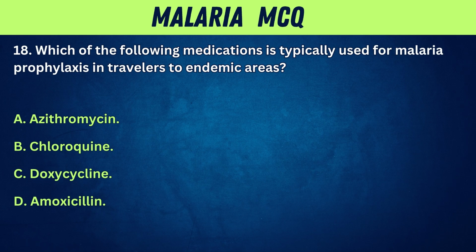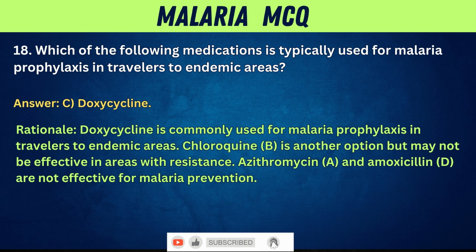18. Which of the following medications is typically used for malaria prophylaxis in travelers to endemic areas? A. Azithromycin. B. Chloroquine. C. Doxycycline. D. Amoxicillin. Answer: C. Doxycycline. Rationale: doxycycline is commonly used for malaria prophylaxis in travelers to endemic areas. Chloroquine, B, is another option but may not be effective in areas with resistance. Azithromycin, A, and amoxicillin, D, are not effective for malaria prevention.